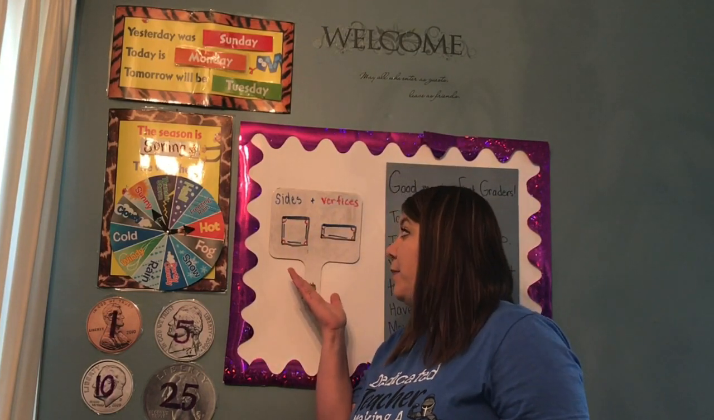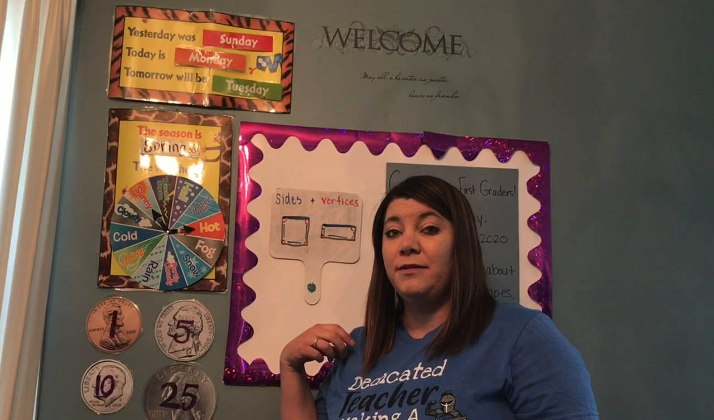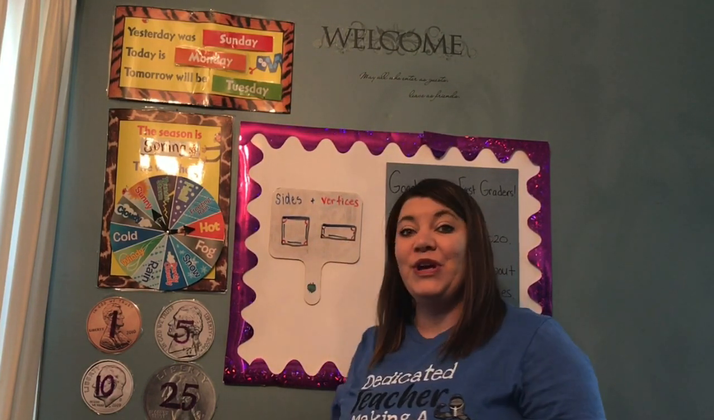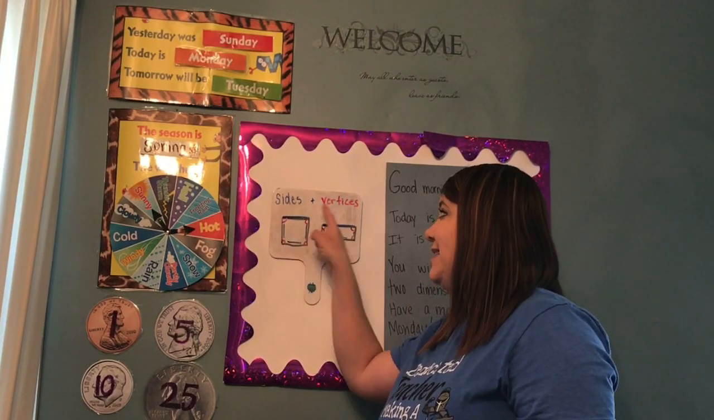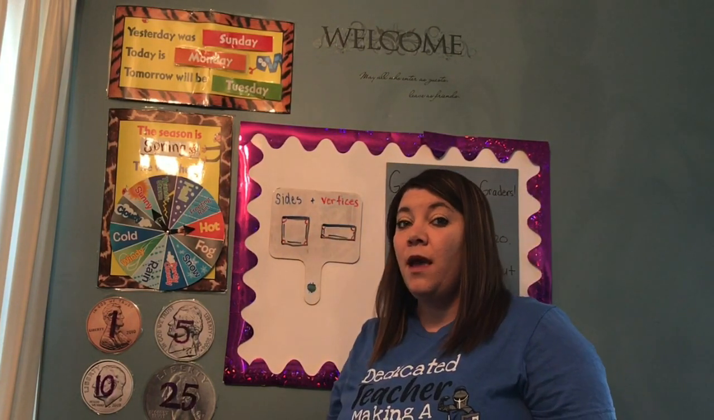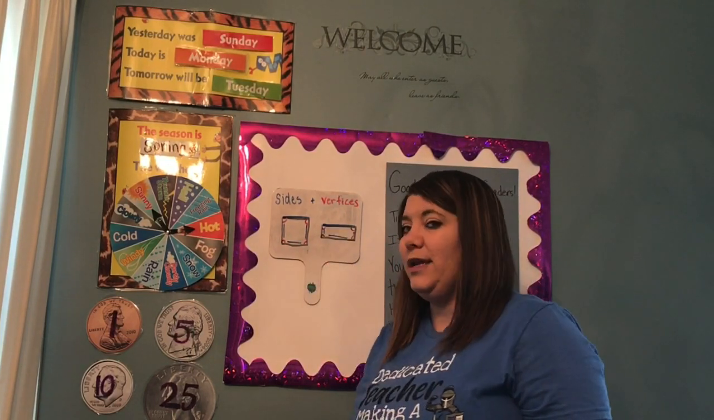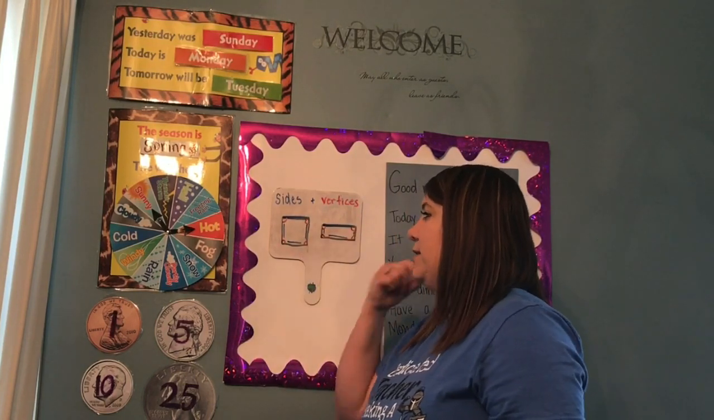Today we're going to talk about two-dimensional shapes, and if you look up at my board here, I have two shapes. Can you tell me which ones they are? If you said square and rectangle, you're right. But do you notice how I have the word sides and vertices up here? Because when you look at a two-dimensional shape like a square or a rectangle, they have distinguished sides and vertices.